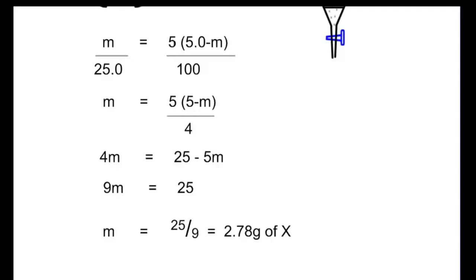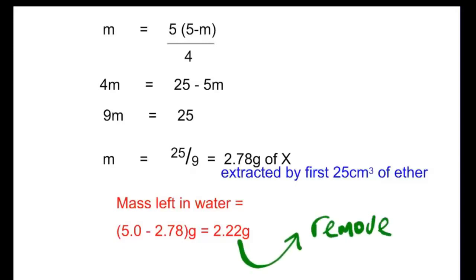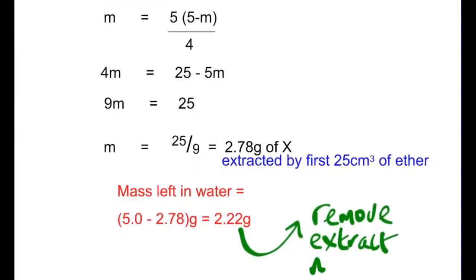It's important though to establish how much is left in the water, because we're going to take that water, put it back into a clean funnel and repeat the process with the second 25 cubic centimeters of ether. So 5 minus 2.78 grams leaves 2.22 grams behind in the water. And that water with the 2.22 grams is then put back into the separating funnel and washed again with 25 cubic centimeters of ether.